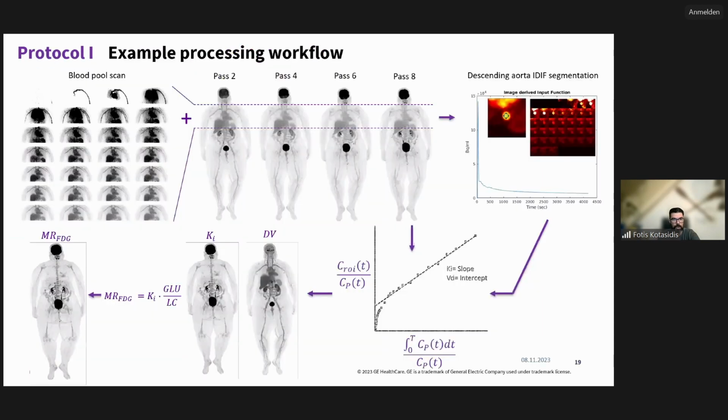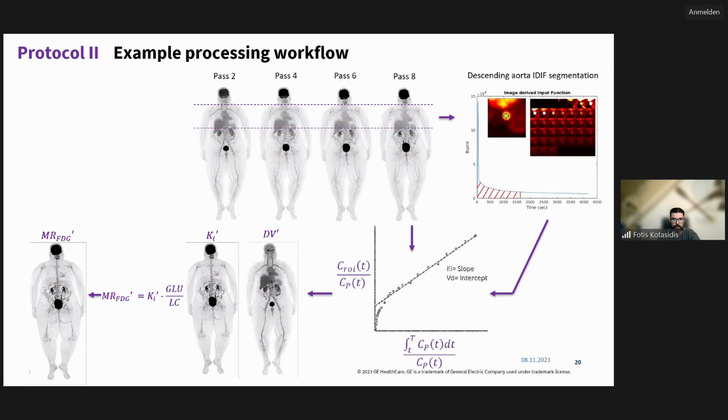So this is just an example of, let's say, the full acquisition protocol. You get your number of dynamic frames over the single bed position, and then you also use the corresponding field of view from the whole body dynamic passes to extract the input function, and together with the passes you end up with your Ki and volume distribution, and lastly the metabolic rate of FDG. And similarly for protocol number 2, as we call it, where you don't have the early part of the input function, you just repeat the steps with the part of the input function that you do have available.